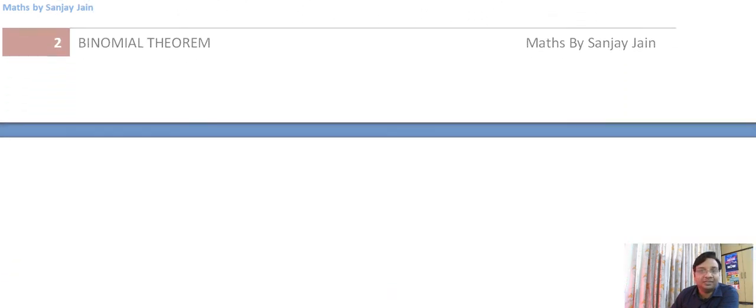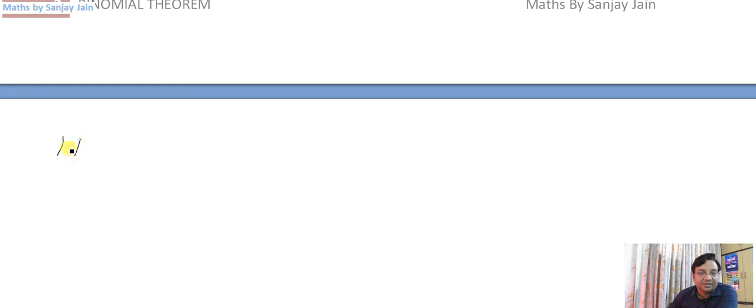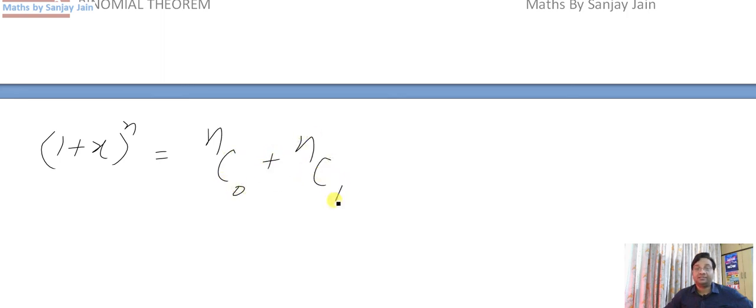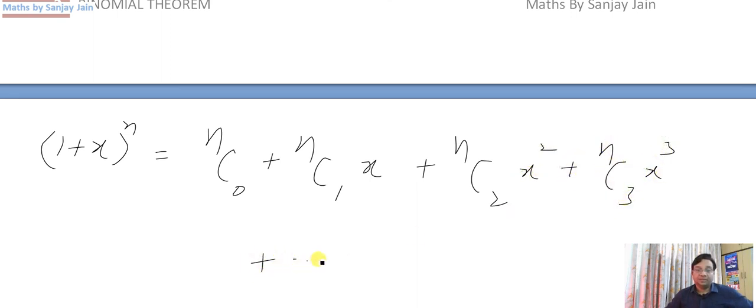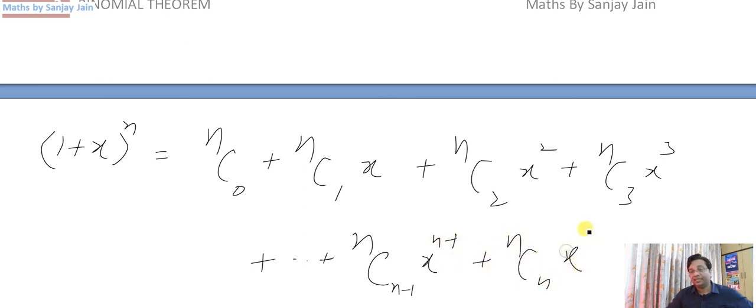And now let me do what I was trying to do. That's why there was a little bit of confusion. (1 plus x) raised to power n, because this is how most of the students memorize this formula, (1 plus x) raised to power n. So what do we do? We start with nC0, then write nC1 x, nC2 x squared, nC3 x cubed plus and so on, nC(n minus 1) x raised to power n minus 1 plus nCn x raised to power n. This is how we memorize this formula.